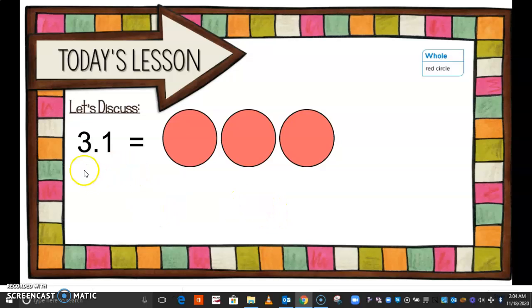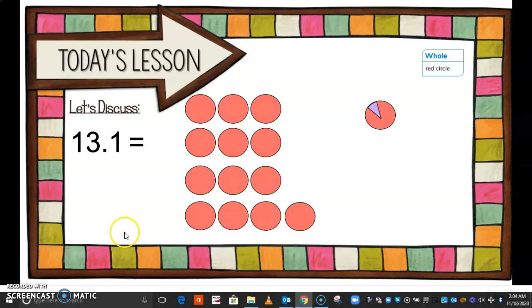Let's look at this fraction. We got 3 and 1/10. Remember we talked about this decimal point when we say the word and. So what does that mean? Well, we have 3 wholes, right? So we have our 3 red wholes. And then we have a fourth one with one fraction piece on it. Okay? So this is a picture, 3 wholes and 1/10 of another whole. You would write that as a decimal as 3.1.